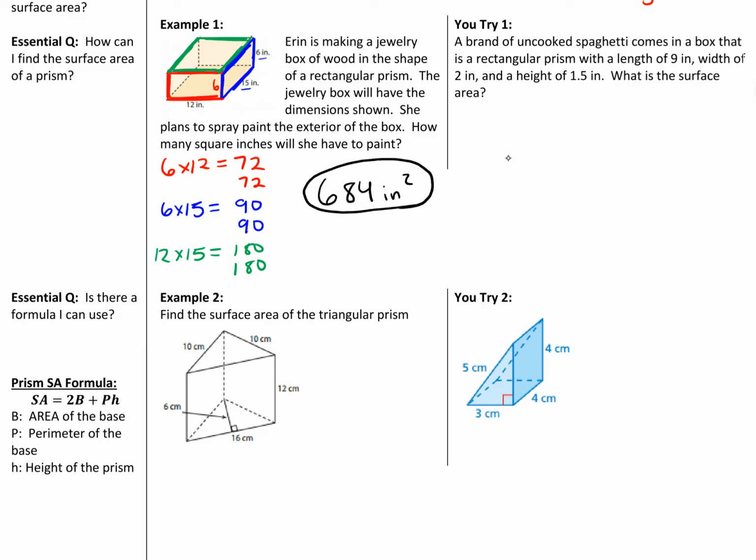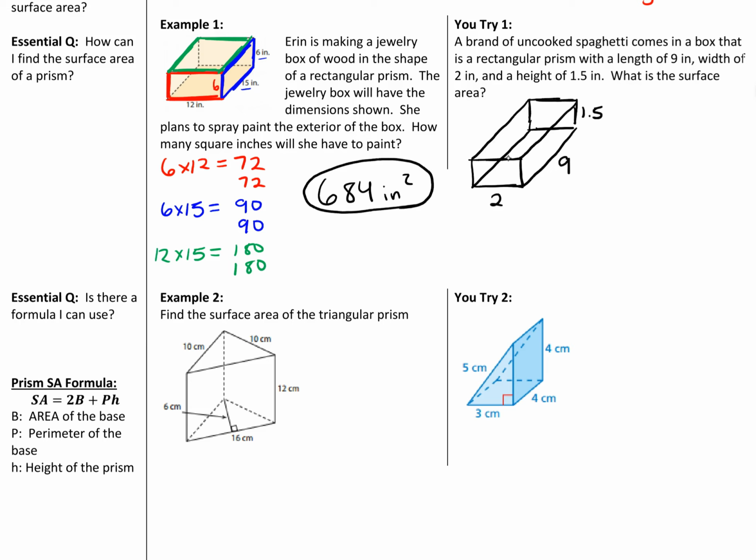Pause here and try one. You have a box of uncooked spaghetti in a rectangular prism with a length of 9, width of 2, and height of 1.5 inches. What is the surface area? I would suggest drawing if you can. And the way we do that is you can draw a smaller rectangle up here in the front, one about the same size back here to the right, and then just connect the corresponding vertices. And we'll label a length of 9, a width of 2, and a height of 1.5. So go ahead and find the surface area of that box.